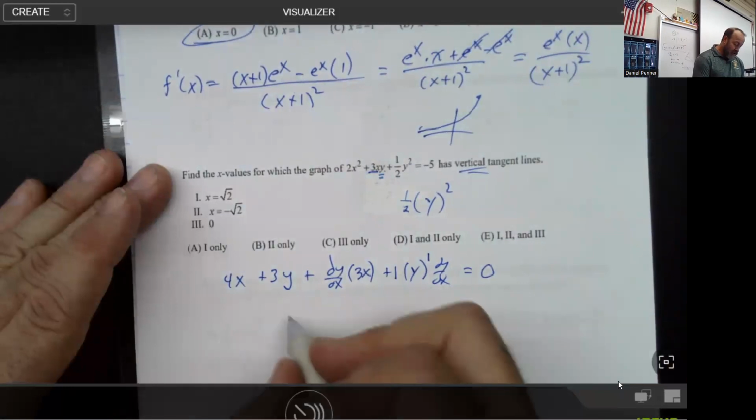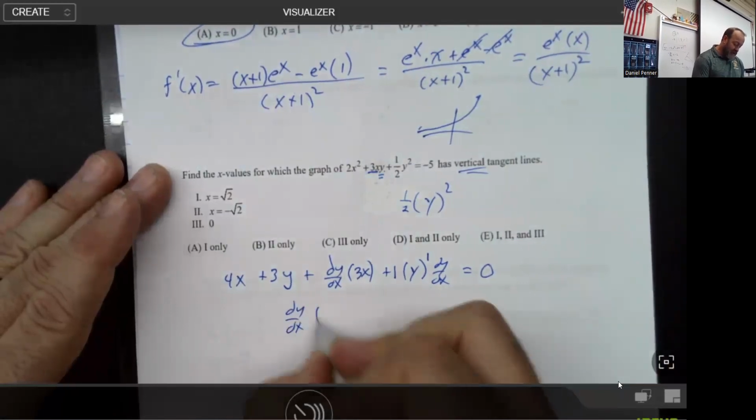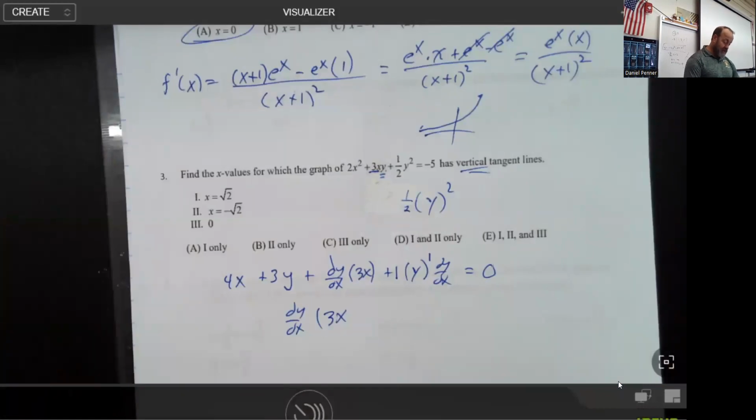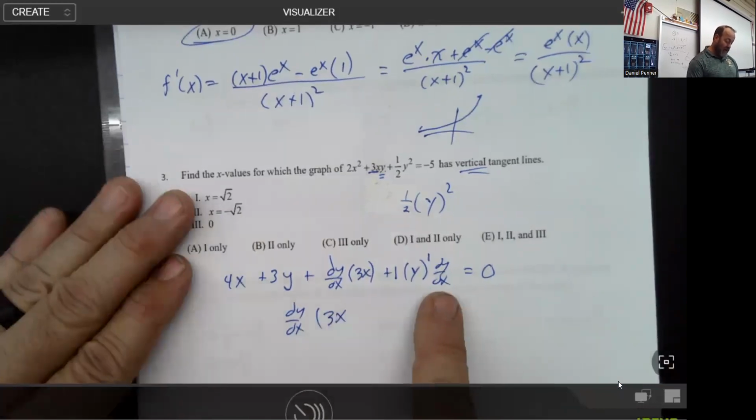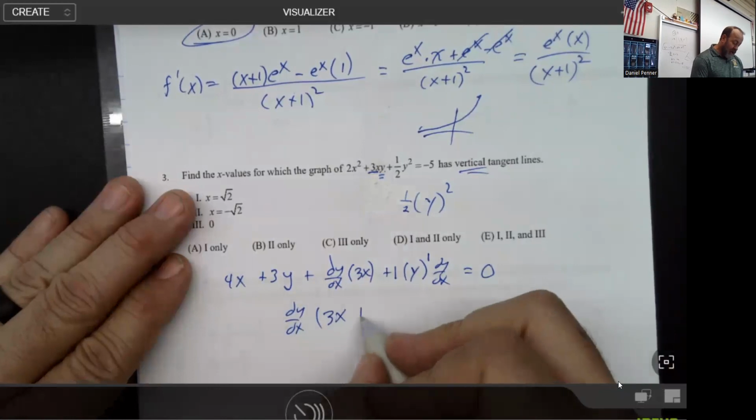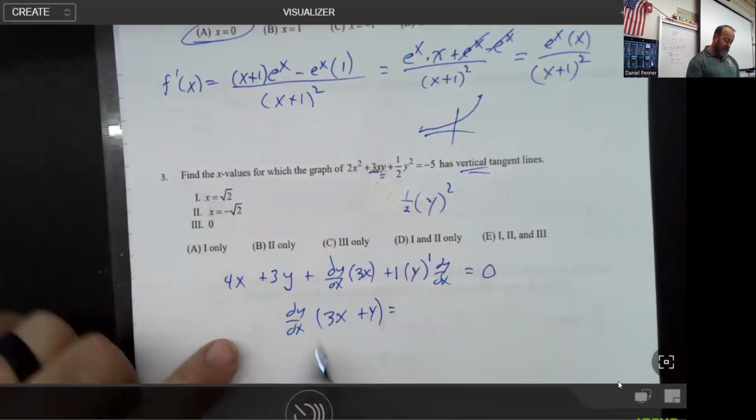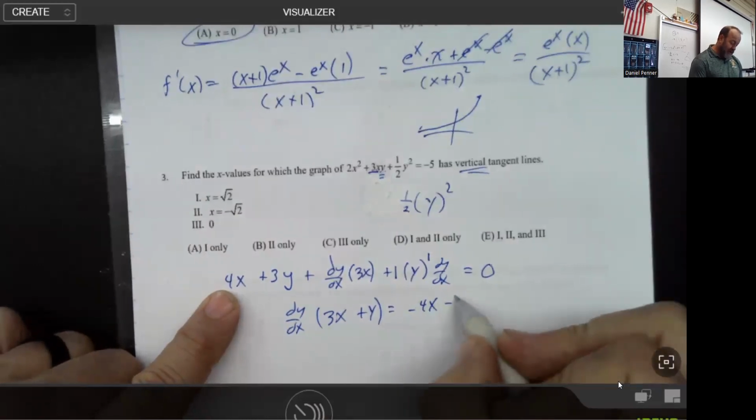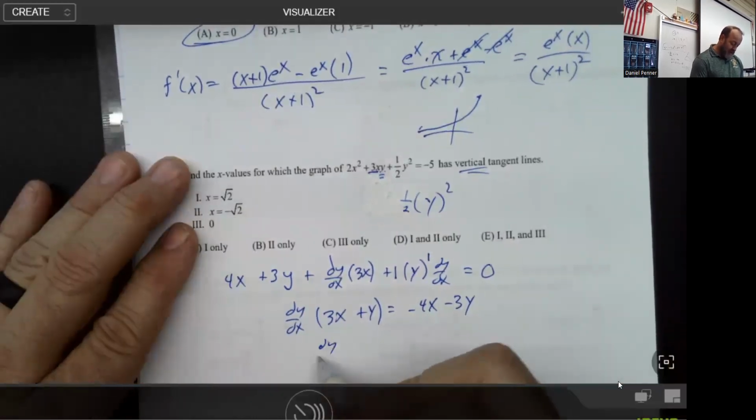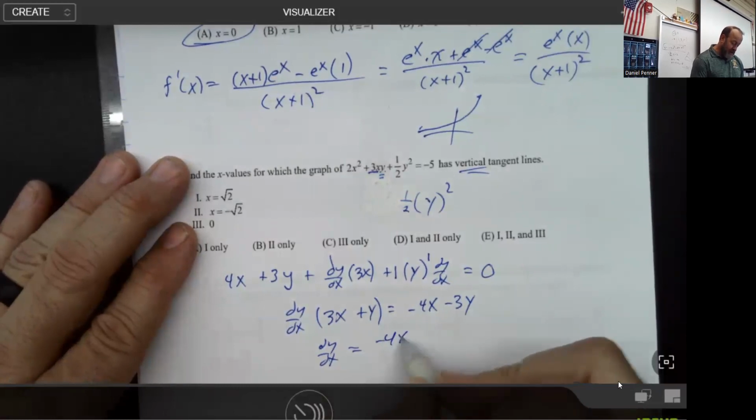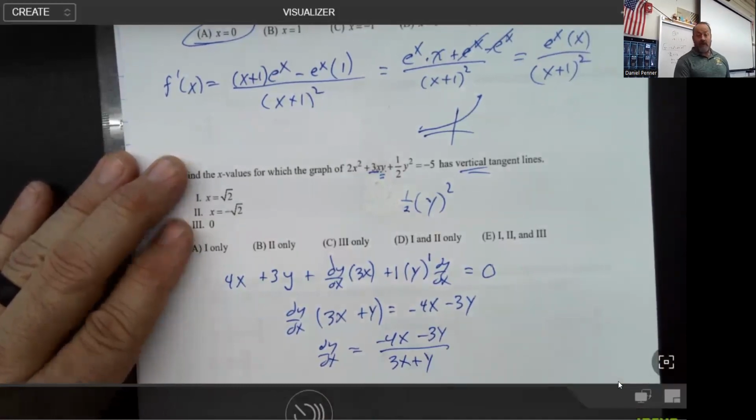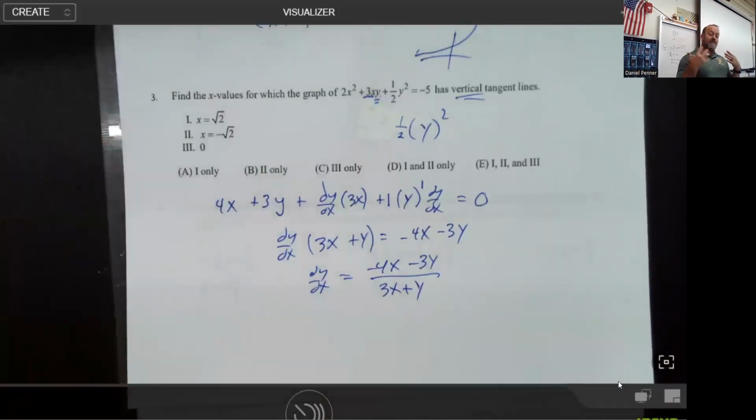So if we were to factor this problem and take a look at all of the pieces that have a dy/dx in them, we have the 3x right here, and we also have the y right here. And I'm going to go ahead and move these two pieces to the other side, -4x minus 3y. And last but not least, a little quick division. Now, that would be awesome if the problem was asking me for the derivative. And I have that derivative. I have that implicitly defined derivative where x and y are mixed together.